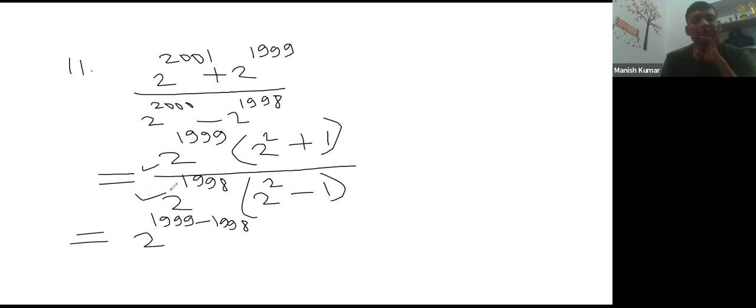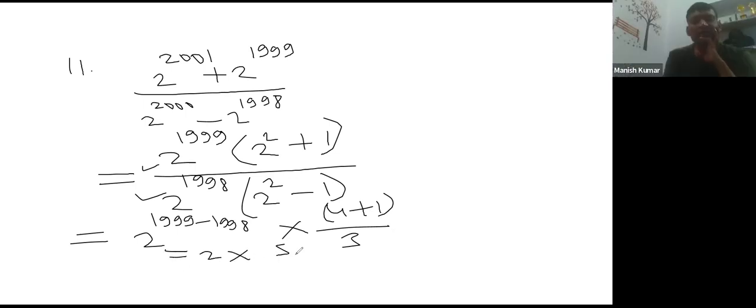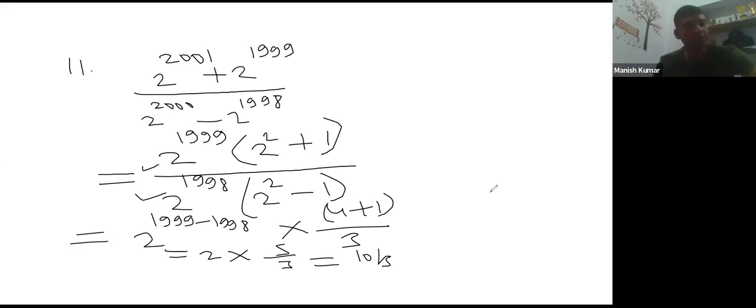Means these 2 are over. Now into 2 square plus 1, means 4 plus 1, divided by 2 square minus 1, means 4 minus 1, that is 3. Yes, sir. Equal to 2 into 5 by 3 equal to 10 by 3. Can we write like this? Yes, sir. Is it not the option given? Yes, sir.